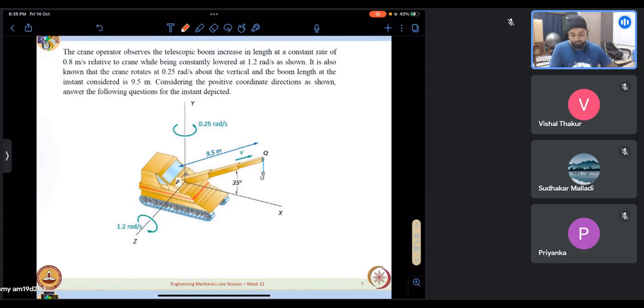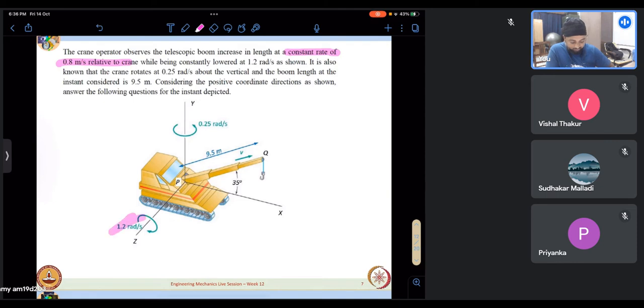So we have this problem saying that a crane operator observes the telescopic boom. This is the boom of the crane. He observes the telescopic boom to increase in length at a constant rate of 0.8 meters relative to the crane, with the keywords being at a constant rate. Okay. So this point is essentially moving away from this point at a constant rate is what the crane operator is observing, while being constantly lowered at 1.2 radians per second as shown.